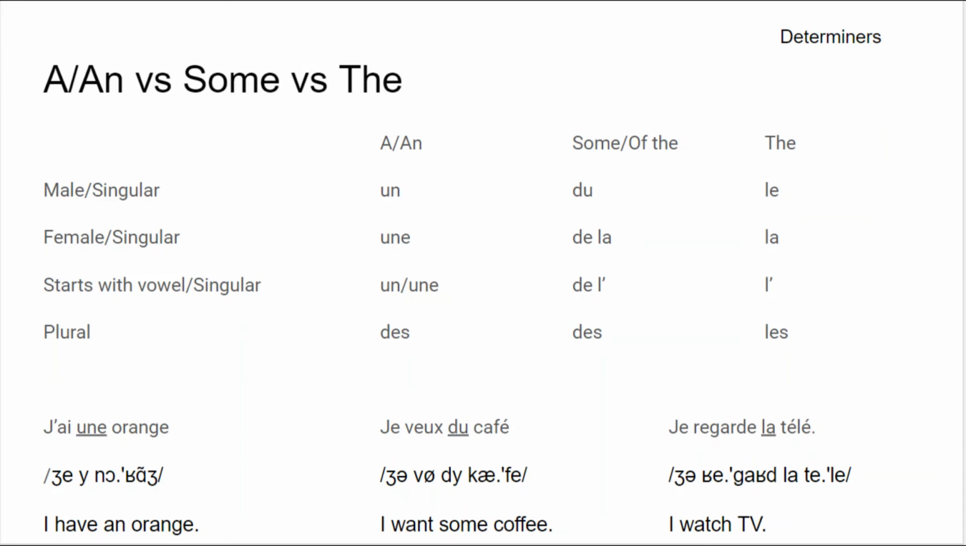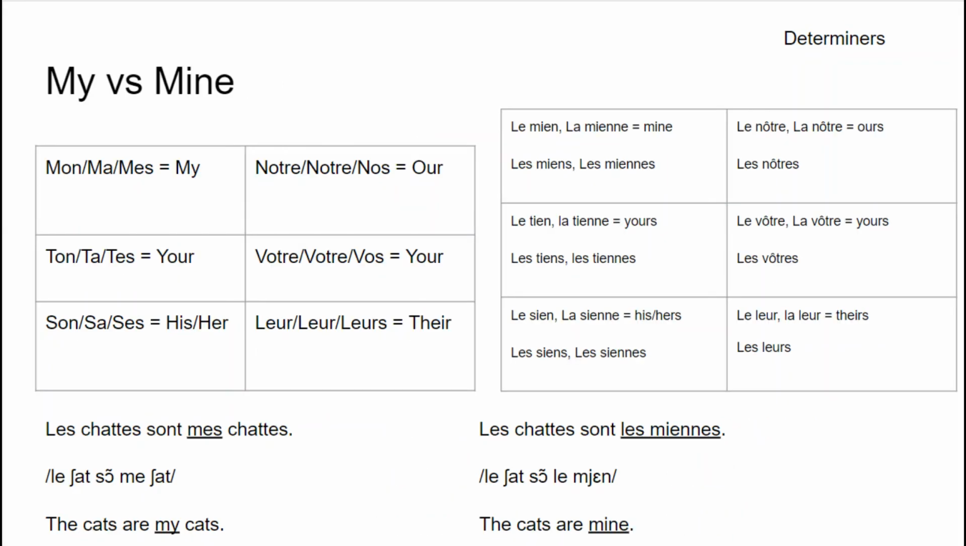Determiners are very important because just about every single noun needs them. The most common ones you will see are a, some, and the. Notice that the plural of un and du are the same, des, and they both mean some. If you don't want to use the previous determiners, you can use possessive pronouns, such as my or mine.